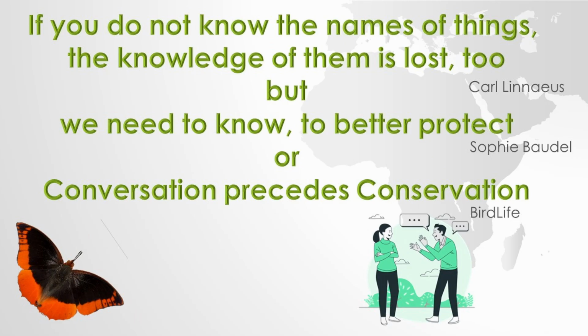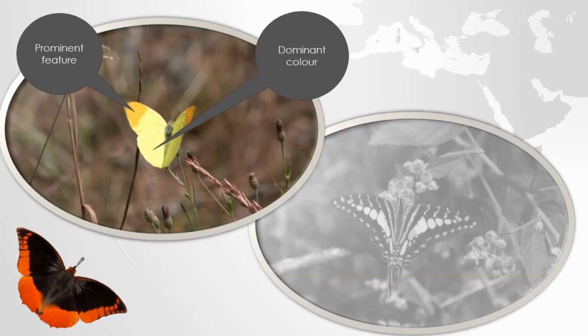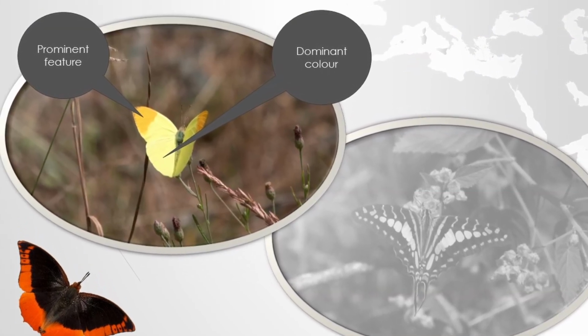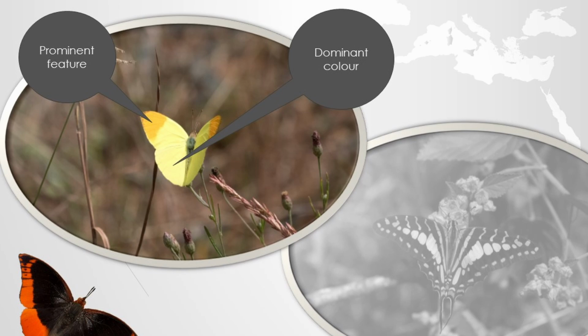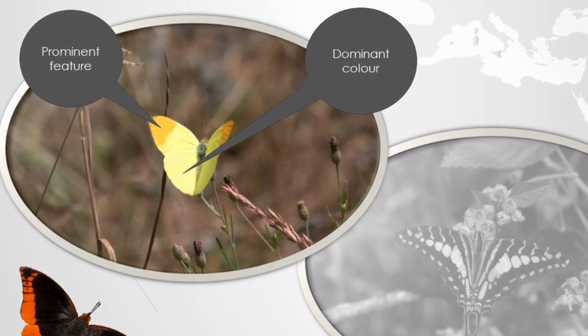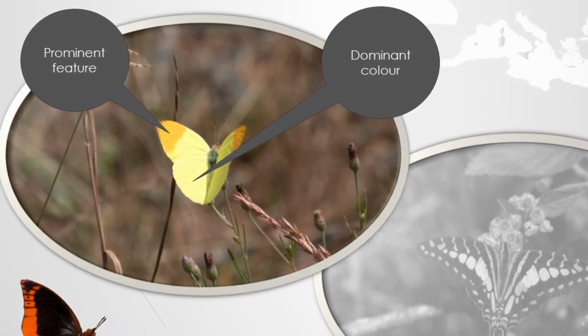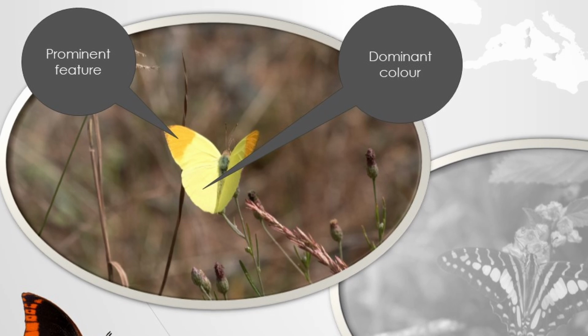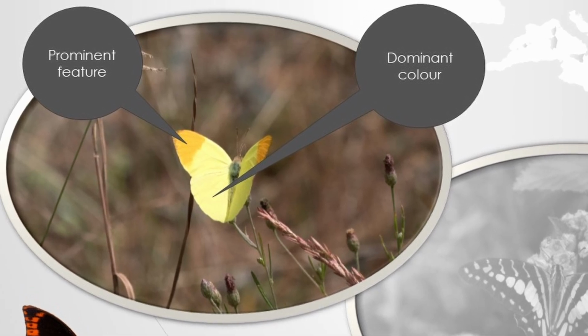To name a thing is to know a thing, and we need to know to better protect, or as BirdLife says, conversation precedes conservation. The second reason lies with the orange tip. One neighbor saw the orange tips, the other the bright yellow wings, but it was the same butterfly. This shows that multiple characteristics can be used to identify the butterfly.